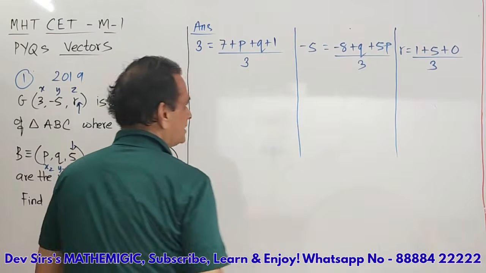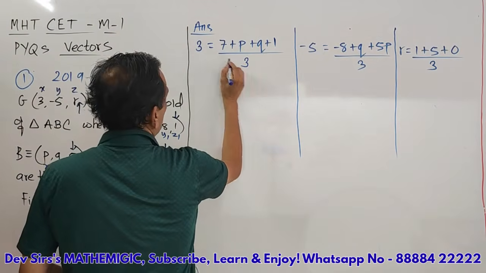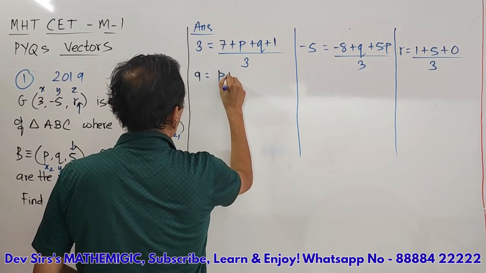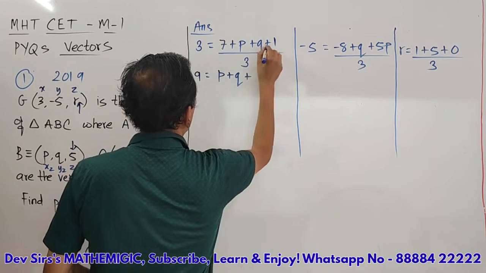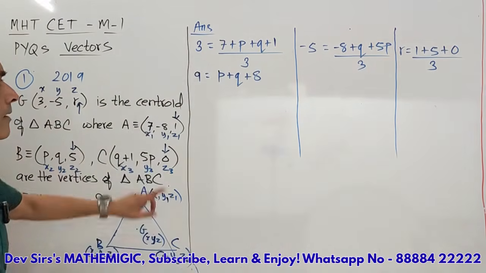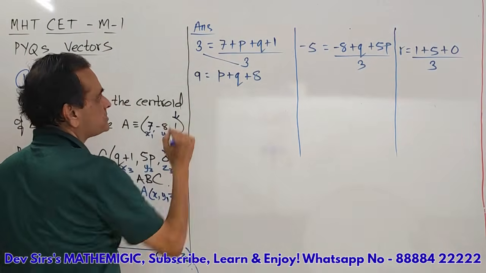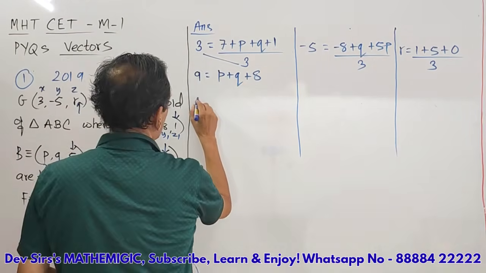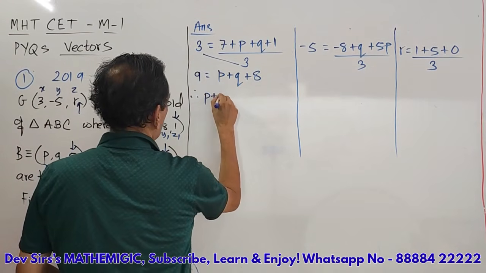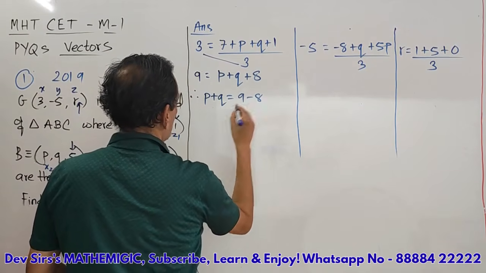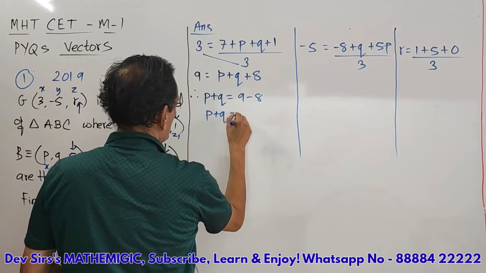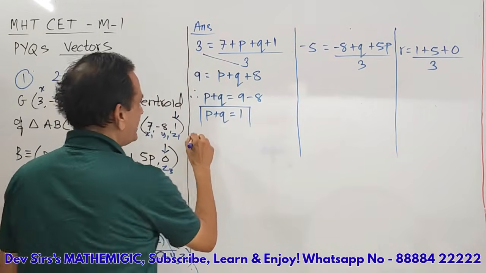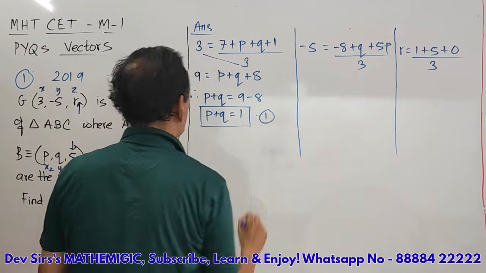Now let us solve these three equations. Cross multiply: 3 into 3 gives you 9, equals P plus Q plus 7 plus 1, which is 8. Take 8 on the other side. 9 minus 8 gives you 1. That is your equation 1.